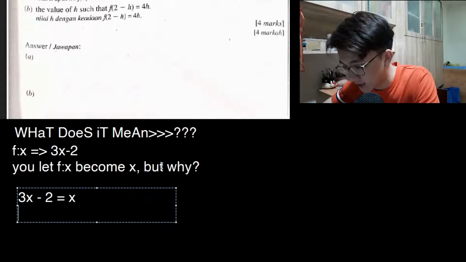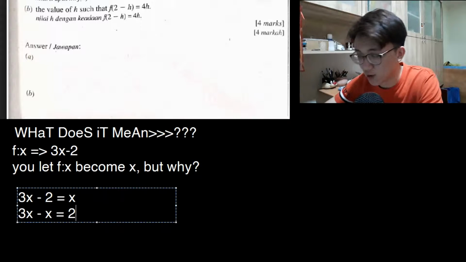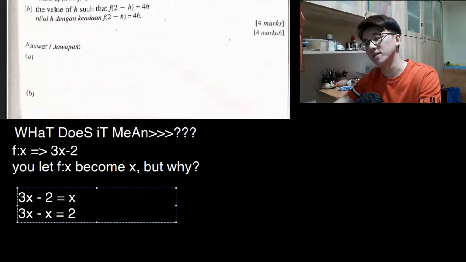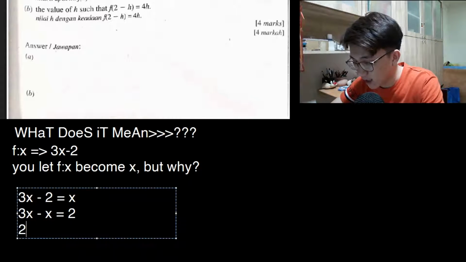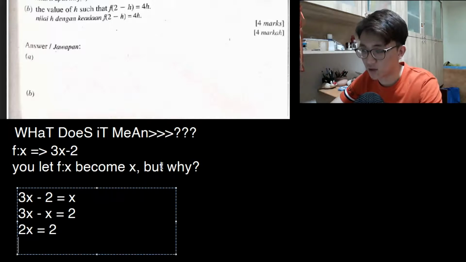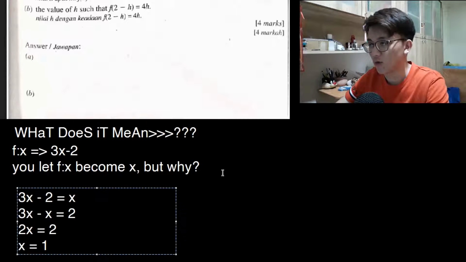So you're going to get 3x minus x equals 2, because I put the 2 on the right hand side and I bring the x to the left hand side because I want to balance it out. So in the end, I'm going to get 2x equals 2, and then I divide both sides by 2, and it will give me x equals 1. So that will be my answer.